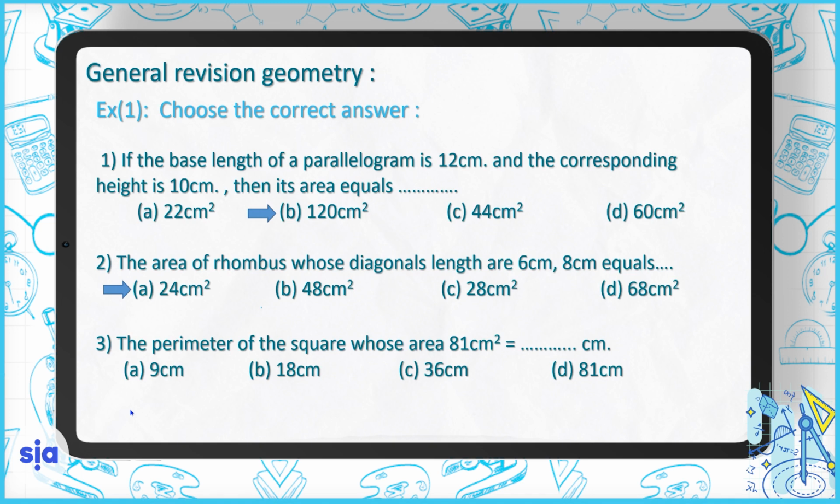Question 3. What is the perimeter of a square whose area is 81? If the area of a square is 81 and the area of the square is side squared, so the side of the square is 9 because 9 squared is 81. But the question here is not asking you to find the side. It's asking you to find the perimeter. As long as the side is 9, the perimeter is 4 times side, which is 4 times 9, which is 36.